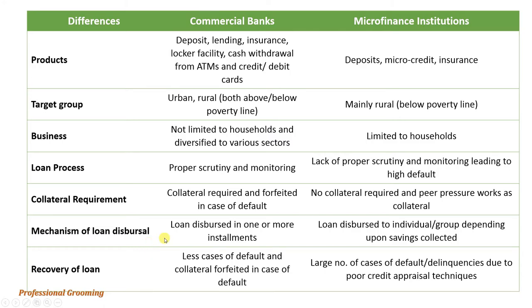Mechanism of loan dispersal. Loan is dispersed in one or more installments in commercial banks, but in microfinance, loan is dispersed to individuals or groups depending upon savings collected. Because microfinancing institutions are collecting the savings from peer groups, whatever they have, they will disburse to the individuals or the group of people. Recovery of loan. In commercial banks, there are fewer cases of default and collateral is forfeited in case of default. There is a large number of cases of default and delinquencies due to poor credit appraisal techniques in microfinance institutions.